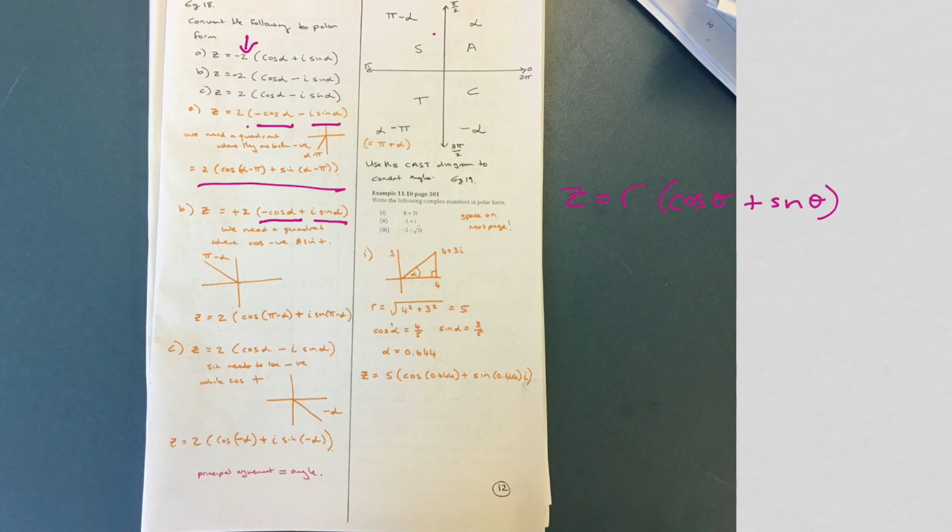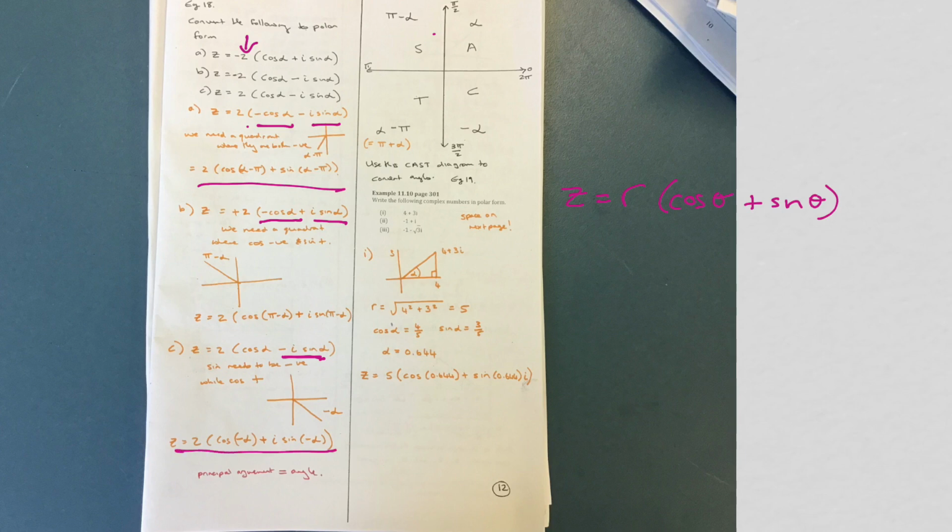Okay? And then the last one over here, we've got 2 and we've got a minus sign. We need to change this minus into a plus. So we need a quadrant where the angle will stay positive for cosine but become negative for sine, which is negative alpha. So there we go.